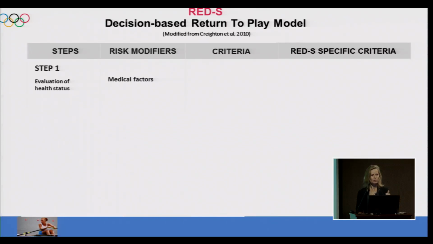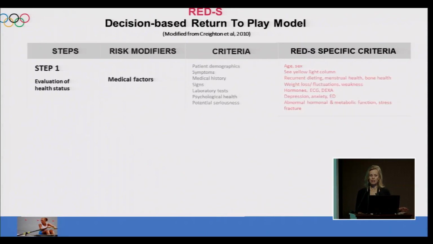We'll now go and speak about the next clinical scenario after the athlete has been receiving treatment and we're trying to rehabilitate them back to full play. Either they've been off for a sports injury or for relative energy deficiency. So this is modified from Creighton et al. 2010, the return to play model, where step 1 is looking at medical factors.